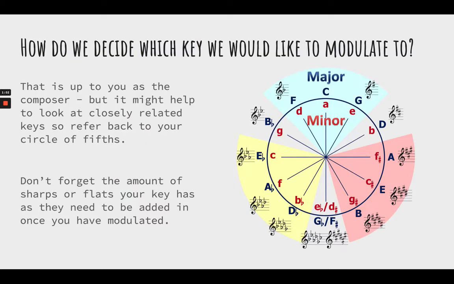So how do we decide which key we would like to modulate to? Of course, that is completely up to you as the composer, but it might help to look at closely related keys. So refer back to your wonderful, delightful circle of fifths. And remember, don't forget the amount of sharps or flats your key has, as they need to be added in once you have modulated.